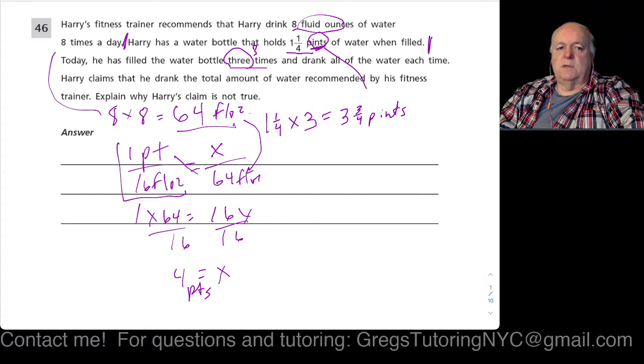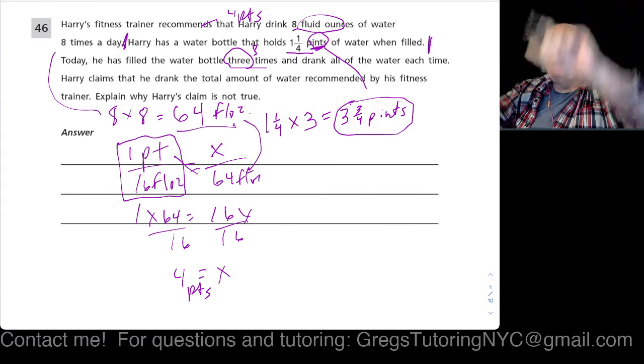calculated that. It didn't give us directly, but we figured it out because 1 cup is 8, right? And 2 cups is 16, and 2 cups is also a pint. So we can do that proportion and get that figured out. So his trainer is recommending 4 pints. Okay, we just showed that he used 3 3/4. So is Harry's claim true? No.